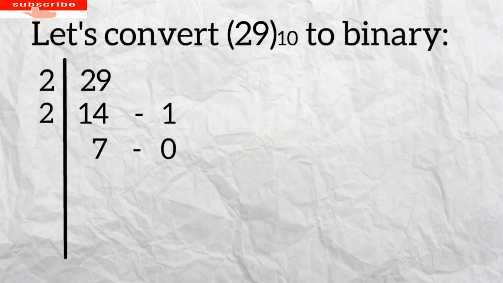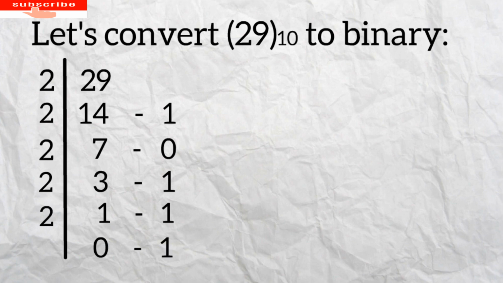Again, we divide the quotient from previous step, that is 7 by 2. We get quotient 3 and remainder 1. Again, dividing the quotient from previous step by 2, we get a quotient 1 and remainder 1. After one last division of the quotient by 2, we get quotient 0 and remainder 1.